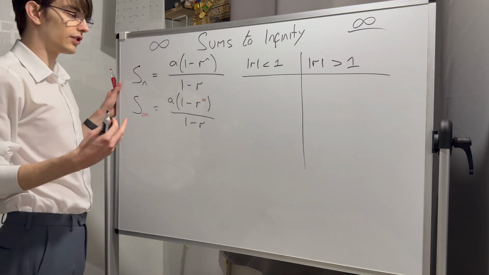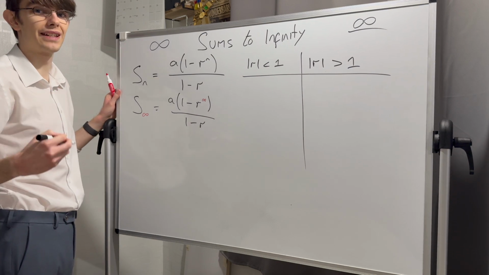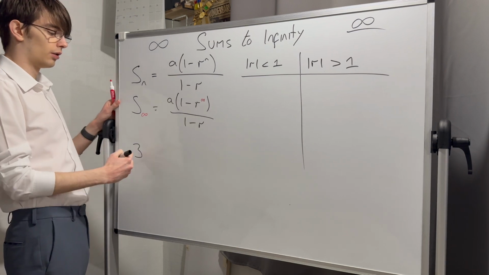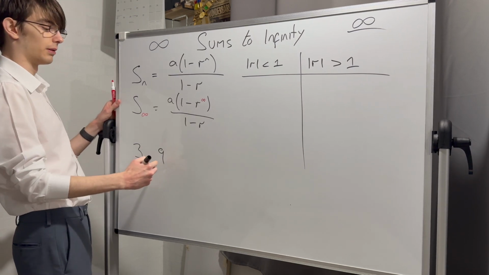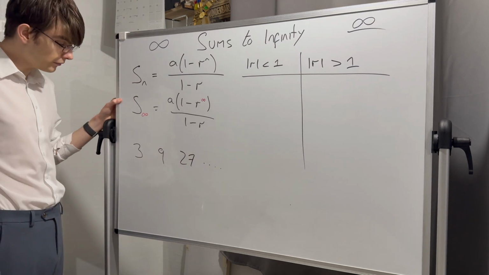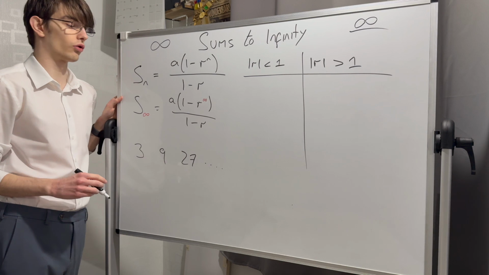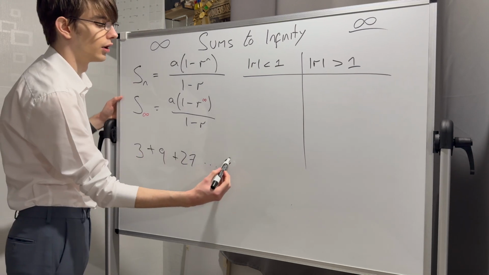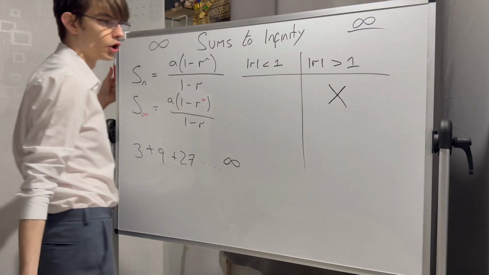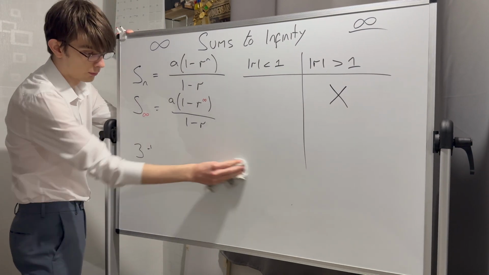If r is greater than 1, then in my sequence, every time my number will be getting bigger. So, for example, if my r was 3, and I start with 3, my next number will be 9, my next number will be 9 times 3 is 27, and so on. If my r is greater than 1, my sequence will keep including larger and larger numbers, and if I try and add them together, it will diverge. So when the modulus of r is greater than 1, no bueno, not going to happen. I can't sum to infinity, I'm going to get a diverging sequence.